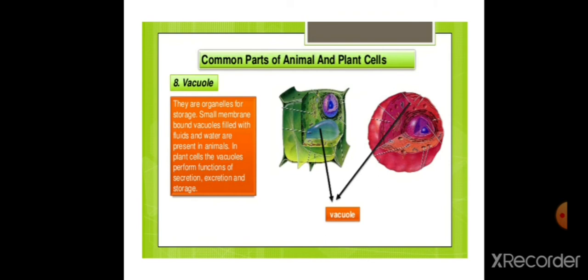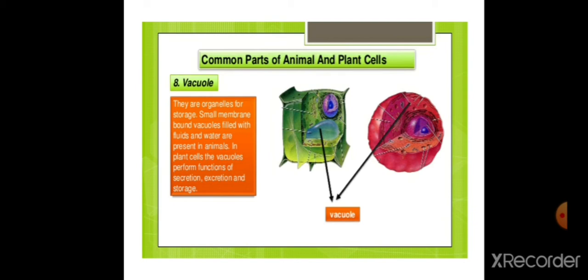The next organelle that is present in both plant and animal cells is the vacuole. But the difference is that plants have a permanent vacuole and animals have a temporary vacuole. The size of the vacuole is bigger in plants and very small, tiny in animals. Basically, these are the organelles for storage. Small membrane bound vacuoles filled with fluids and water are present in animals, and in plant cells the vacuoles perform functions of secretion, excretion and storage.